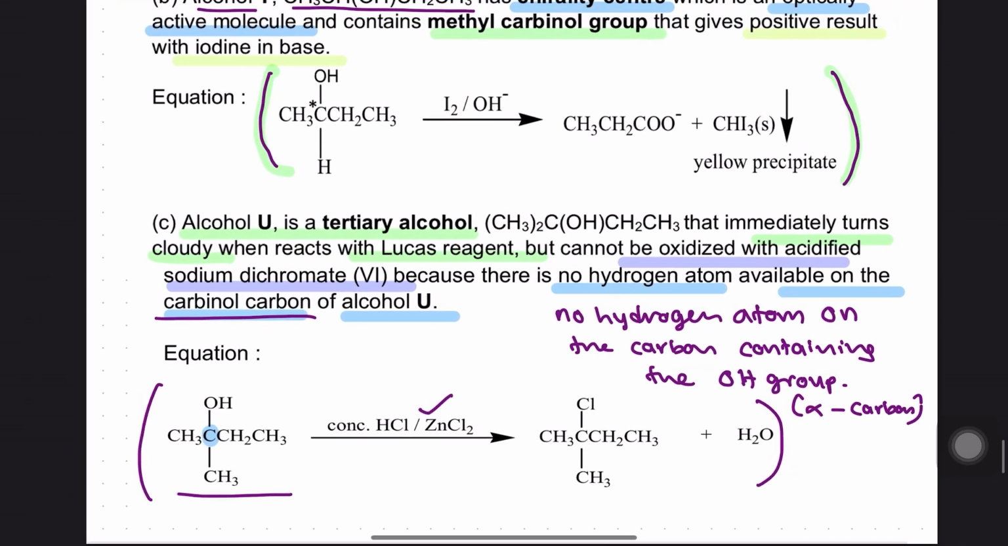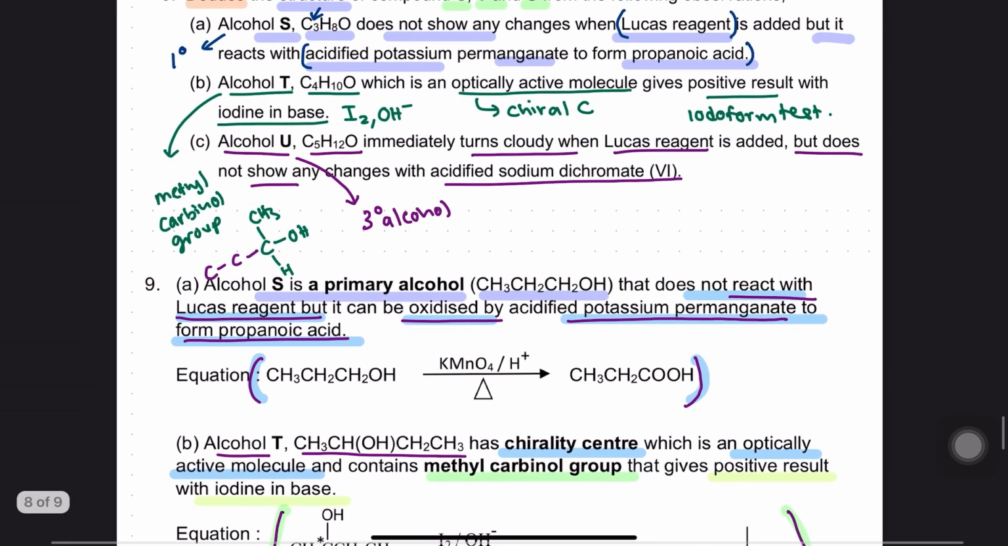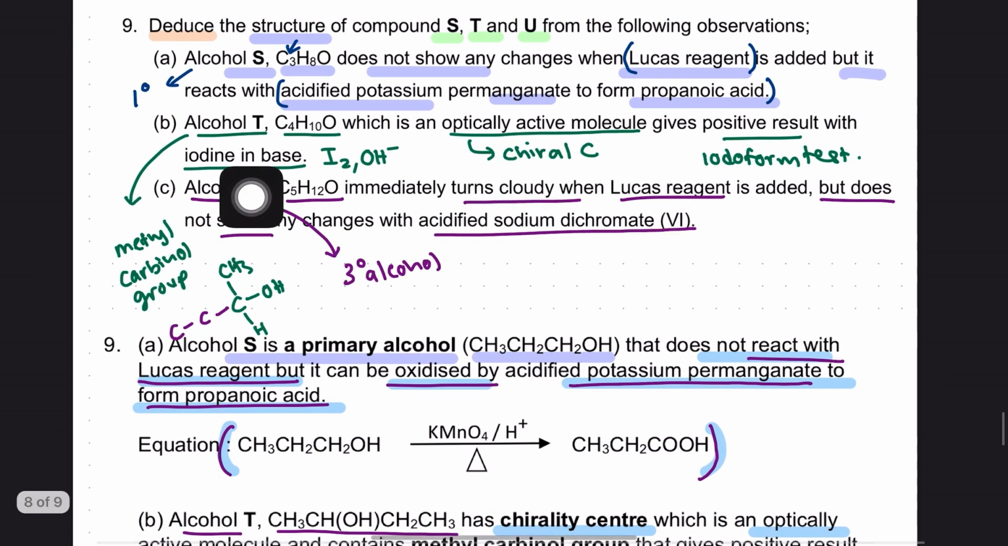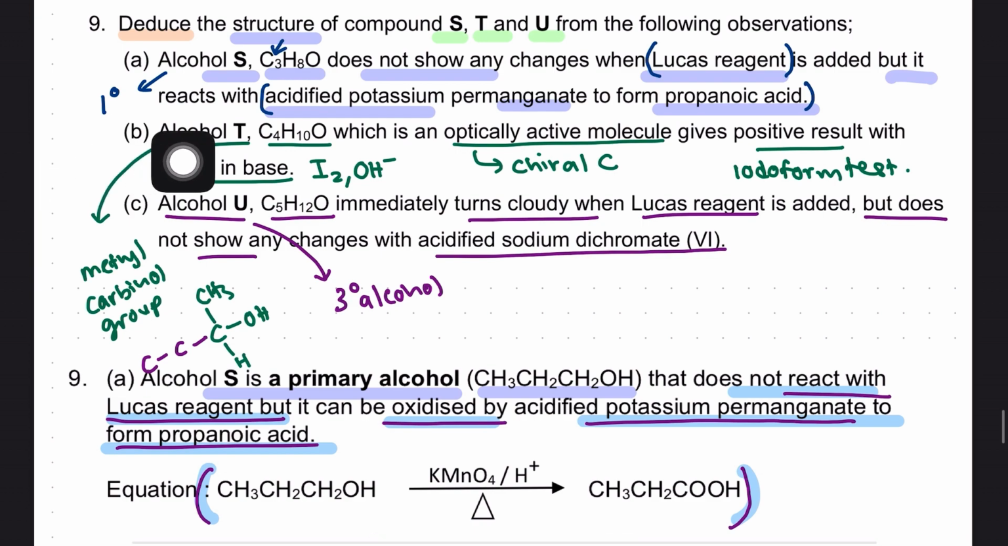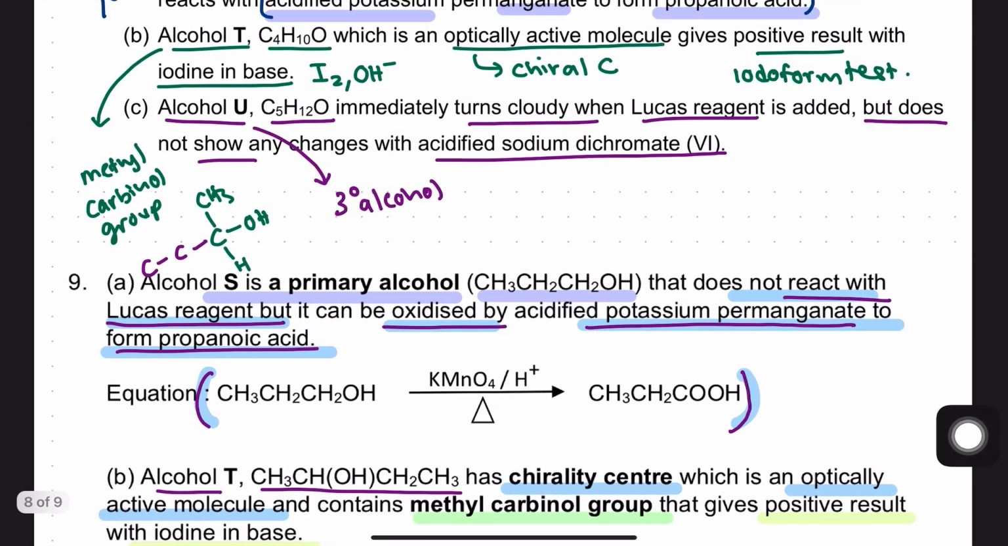So how do we tackle questions that are deducing? This is how we do it. Must mention reasons. Why did you come up with it? Okay, so deducing questions are basically to test your thinking, your thought process. Like, okay, you said this is primary. How did you actually come up with primary? What's your thought process? Because you know that primary does not show any observation with Lucas, and primary alcohols can be oxidized up to propanoic acid. So we want to know that. That's what you have to mention.